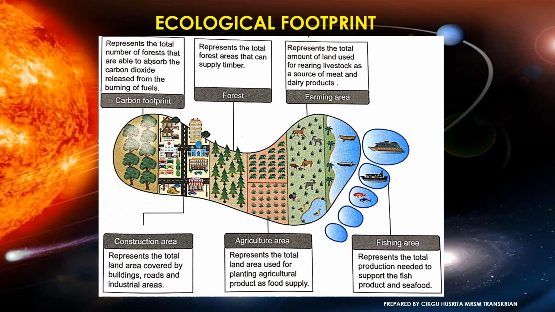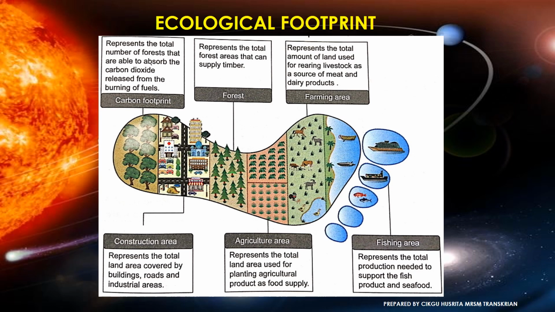Okay. For example, the first one, carbon footprint, represents the total area of forests that are able to absorb the carbon dioxide released from the burning of fuel, and also carbon dioxide from the burning of forests, burning of rubbish, and also from the burning of vehicle fuel. And then second, forest. Actually, forest is very important because it represents the total forest area that can supply timber, and the plants can also carry out photosynthesis to give oxygen to us, and also food.